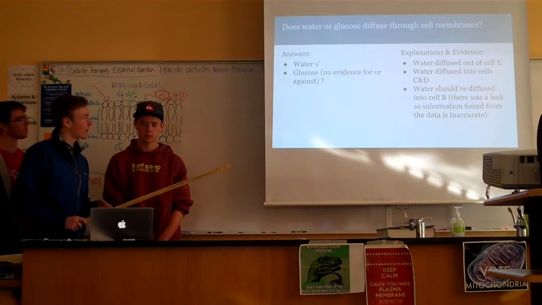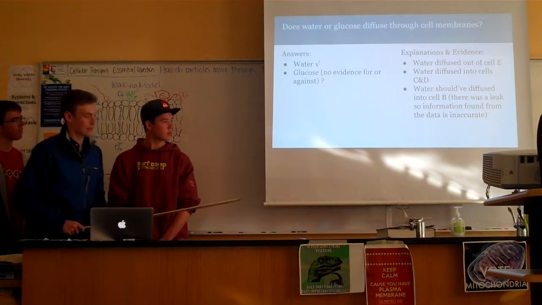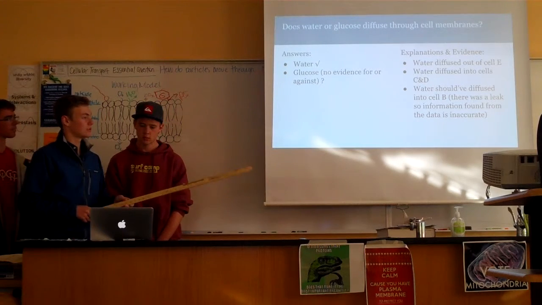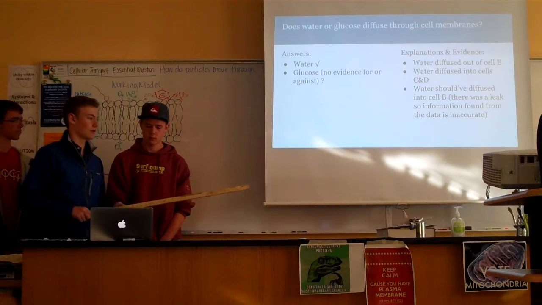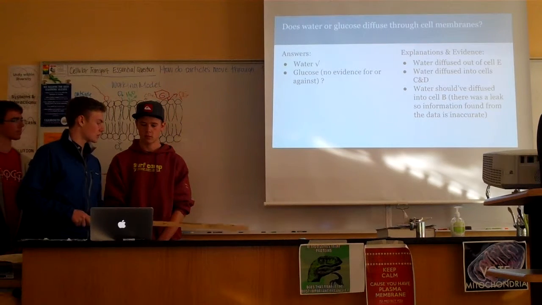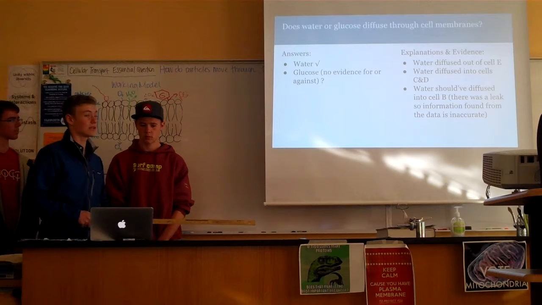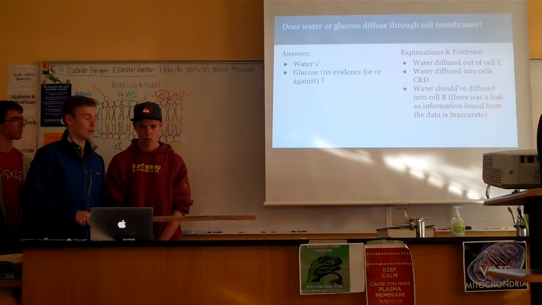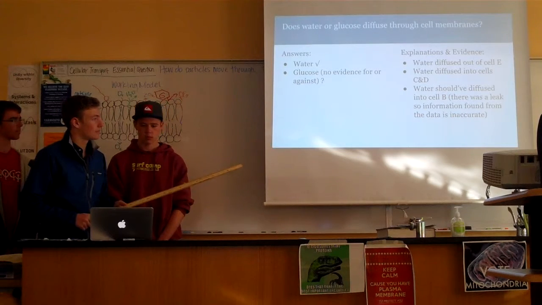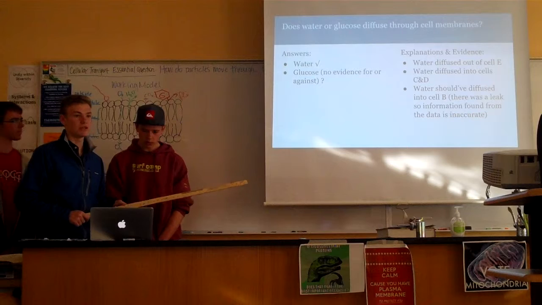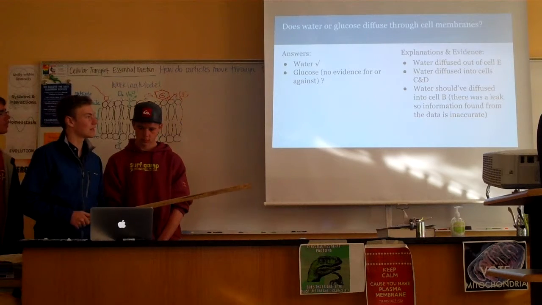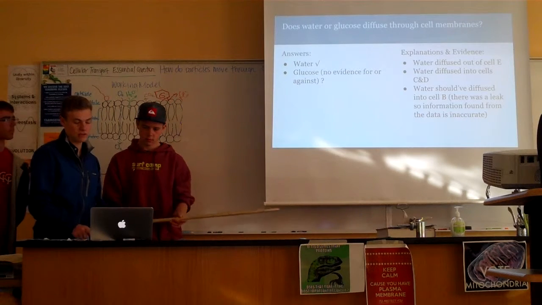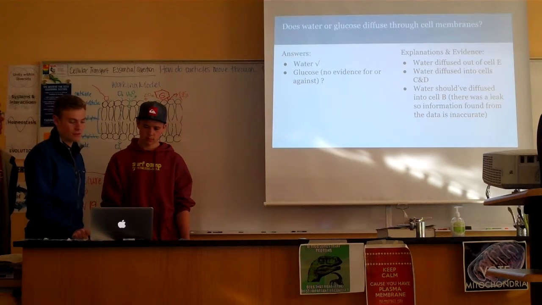So evidence, water diffused out of cell E. We'll show that in the graph in a second. Water diffused into cell C and D. So that was the one with I guess 20% and 50% glucose inside the cell. Cell E had water in the cell and 80% glucose outside of the cell. And cell B shouldn't have diffused as much as it did, but there's a leak in the dialysis tubing, so the data was incorrect at that point.